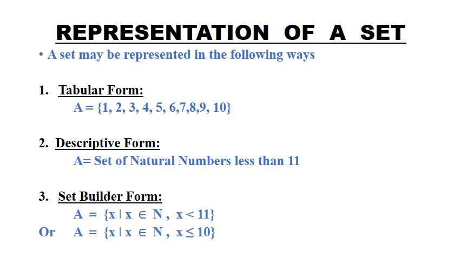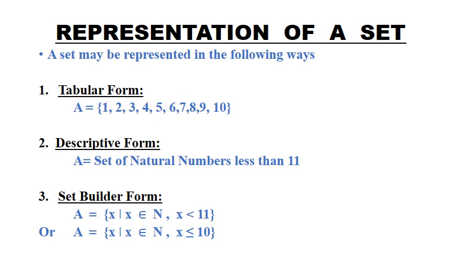The second method of representation of a set is descriptive form or descriptive method. In this method, instead of writing the actual members of a set, we describe it by means of a statement. Like A. What is A? A is the notation of the set. So A is equal to the set of natural numbers less than 11.